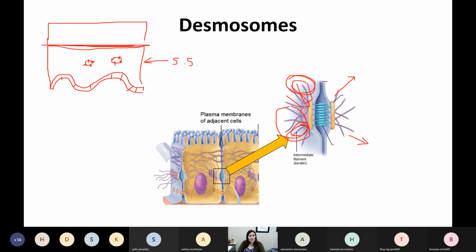Stratum spinosum, the cells are still alive. The cells that I have in stratum spinosum, they started here. What's the name of that lowest stratum in the epidermis? What's the one at the very bottom?